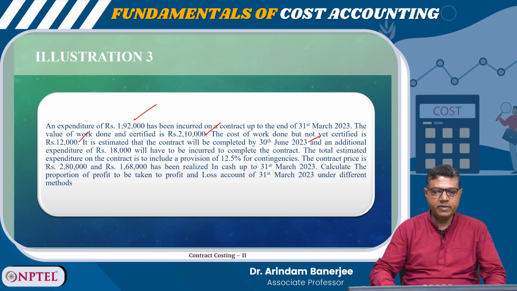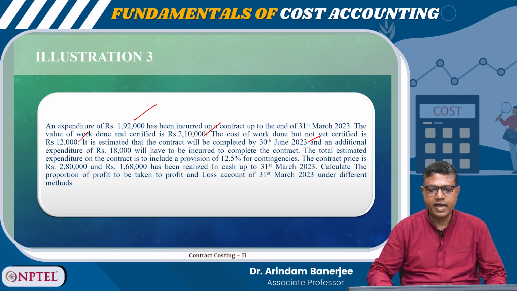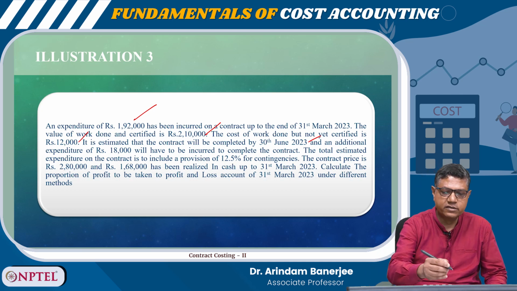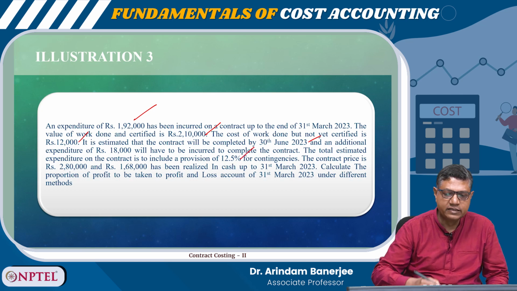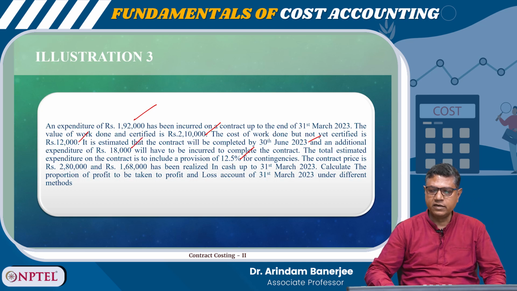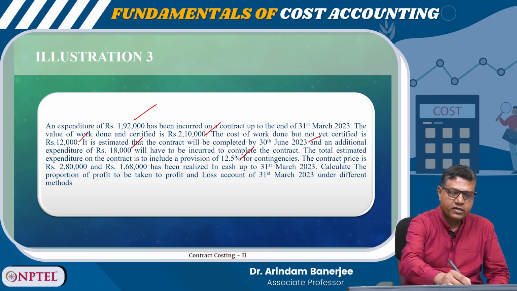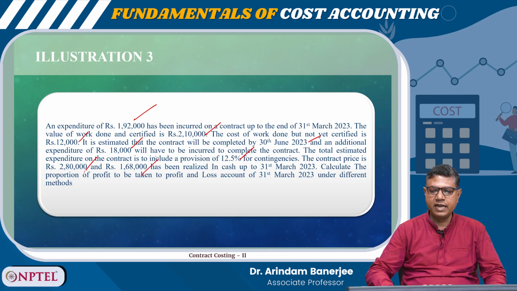The total estimated expenditure on the contract is to include a provision of 12.5% for contingency. The contract price is 2,80,000 and rupees 1,68,000 has been realized in cash up to 31st March 2023.